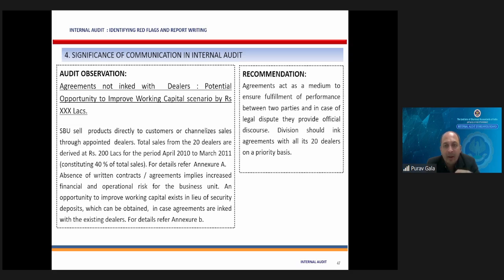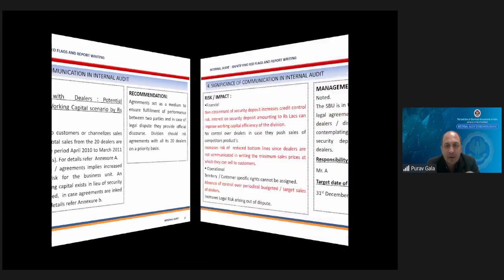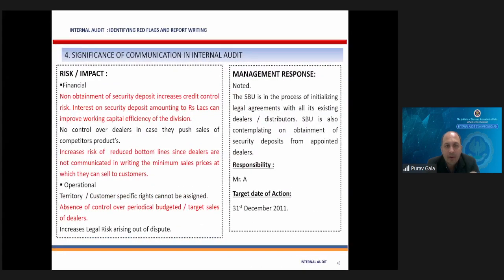Recommendation: agreements act as a medium to ensure fulfillment of performance between two parties, and in case of legal dispute, they provide official recourse. Division should ink agreements with all 20 dealers on a priority basis. Someone was mentioning the risk and impact and the root cause. So, risk and impact is very important.